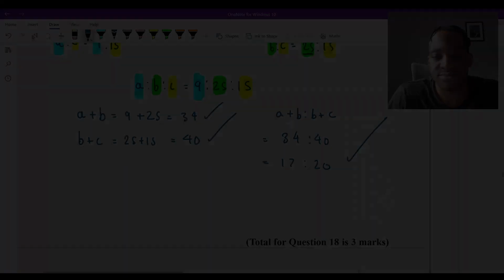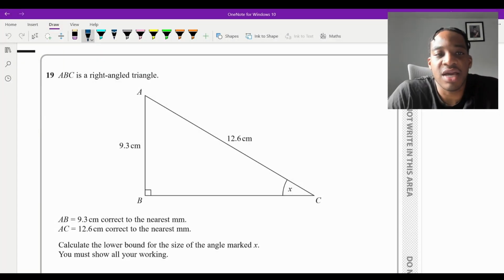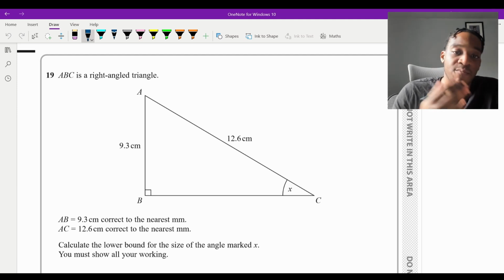And that's question 18. Okay, so question 19 says ABC is a right angled triangle. It says AB is 9.3 centimeters correct to the nearest millimeter, and AC is 12.6 centimeters correct to the nearest millimeter. I will need to calculate the lower bound for the size of the angle marked X. Okay, so this is a bounds question, right?